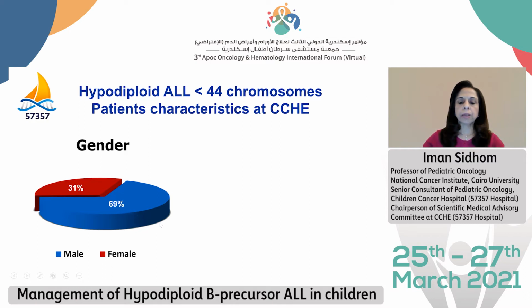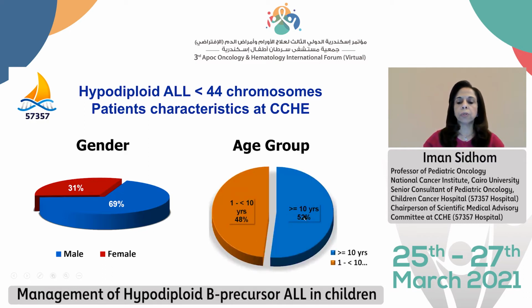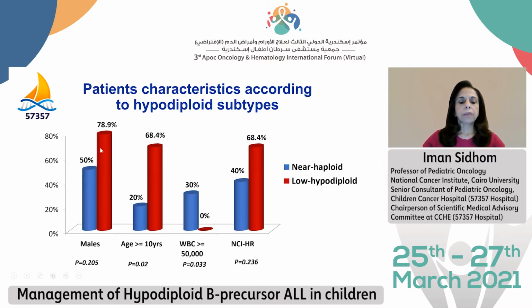69% of the patients were males and 52% were in the older age group, 10 years and above. About 79% of the low hypodiploid were males compared to 50% of the near haploid. 68% of the low hypodiploidy had older age at presentation compared to 20% of the near haploid, which was statistically significant. On the other hand, white blood cell count at presentation was significantly higher in the near haploid. 68% of the low hypodiploidy were NCI high risk compared to 40% of the near haploid.